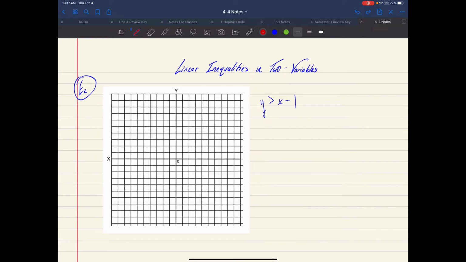I'm going to actually start by graphing this line. So here's the other part I have to actually highlight. If you have the symbol greater than or less than, then this is going to be a dashed line. And this means that the line itself is not included. If you have greater than or equal to, or less than or equal to, then this is a solid line.